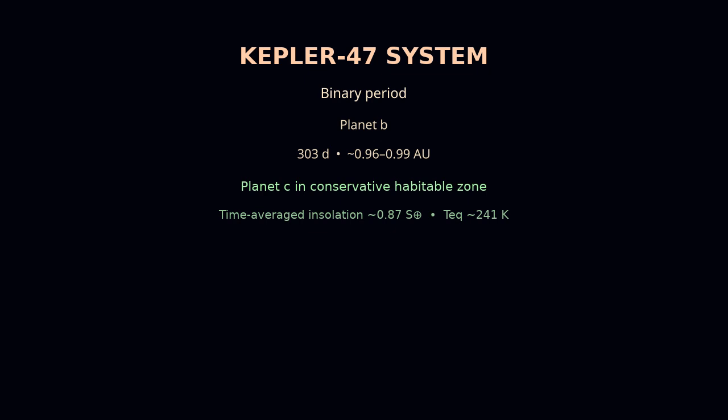Habitability modeling for circumbinary systems must account for rapidly changing stellar illumination, dual tidal forces, and the dynamical stability limit. Planets must remain outside roughly 2 to 4 times the binary separation to avoid ejection. Now the comparison with Zeta Reticuli.